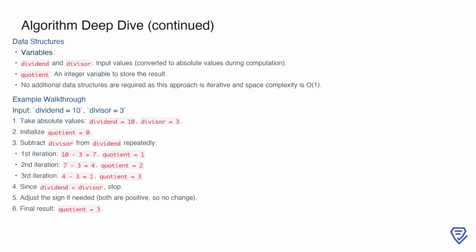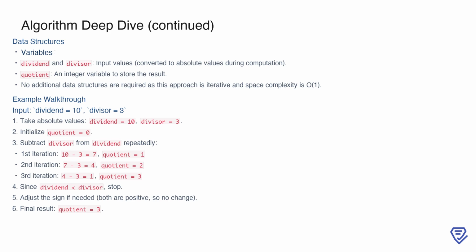Let's walk through an example to see this in action. Consider a dividend of 10 and a divisor of 3. First, we take their absolute values, so dividend remains 10 and divisor remains 3. We initialize the quotient as 0. Then, we repeatedly subtract the divisor from the dividend. In the first iteration, 10 minus 3 equals 7, and we increment the quotient to 1. In the second iteration, 7 minus 3 equals 4, and the quotient becomes 2. In the third iteration, 4 minus 3 equals 1, and the quotient becomes 3.